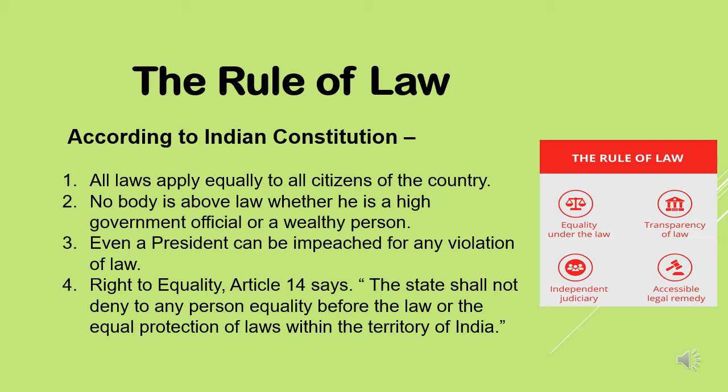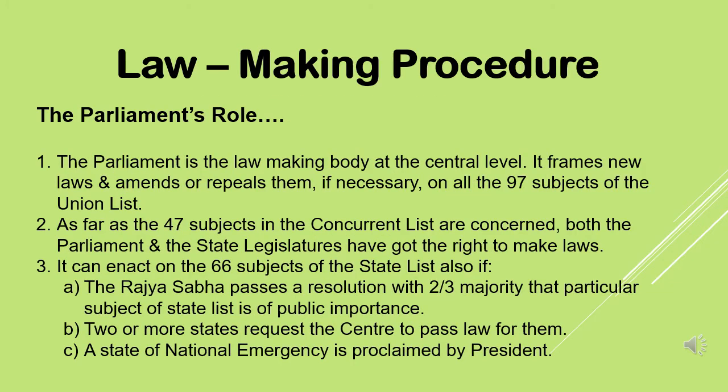Nobody can say that you are a poor person, so you cannot approach the judiciary, or you are not capable of doing anything, or you are not having a right to live happily or a healthy life. No, each and every person is equal. Within the territory of India, you will be equally protected like the other people, like the higher authorities. So the right to equality under Article 14 says that each and every person is equal before the law.